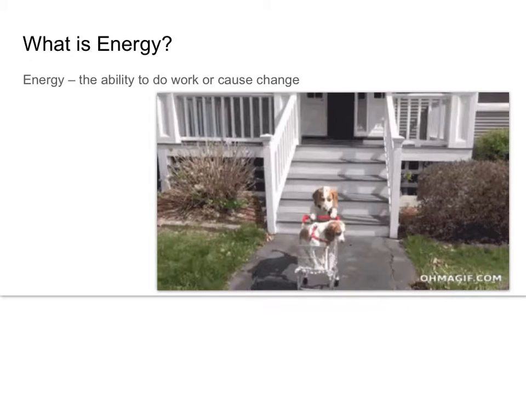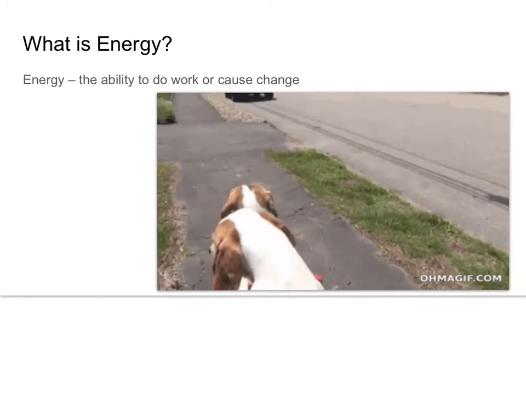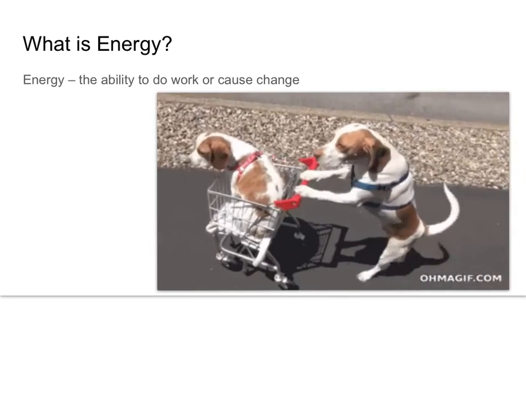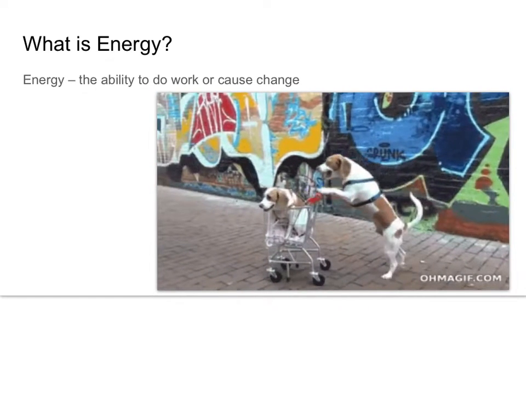Okay, so what is energy? Energy is the ability to do work or cause change. Here we see the dog pushing the cart. We know that the dog is doing work on the cart because he's applying a force and the cart is moving in that direction. In order to do work, we need to have energy. Energy is what allows us to do work. Energy makes stuff do stuff.